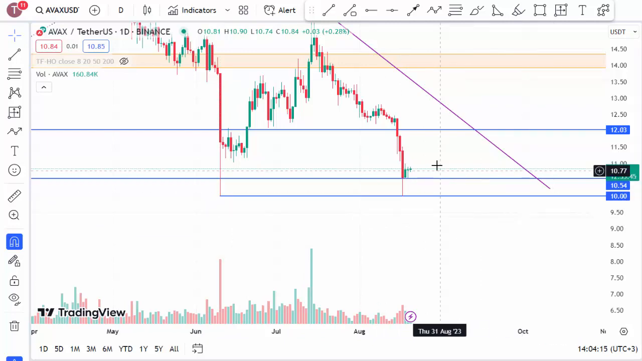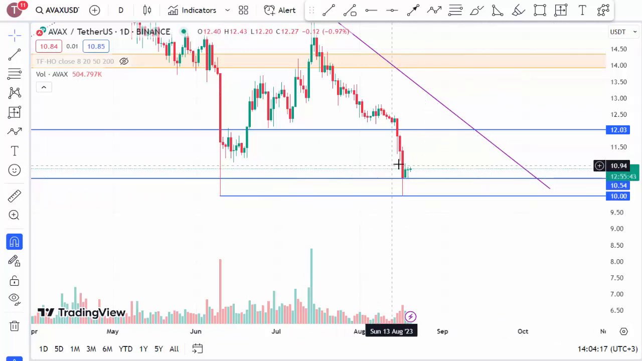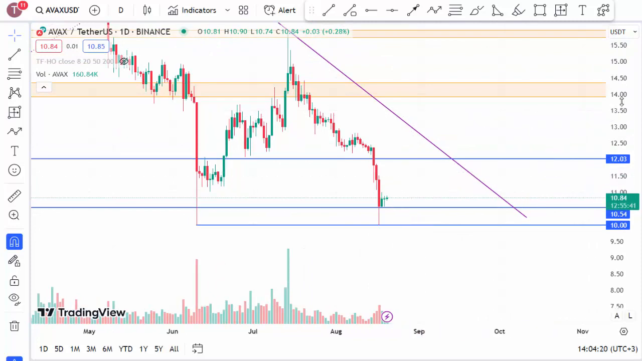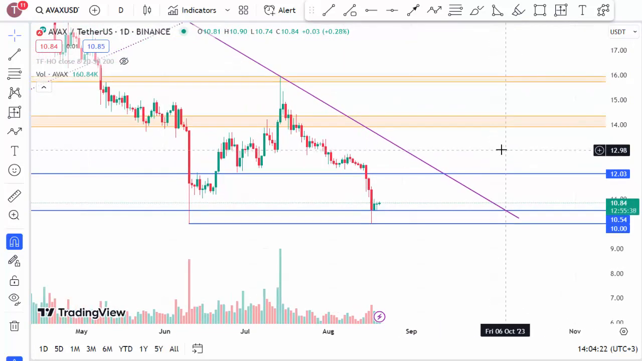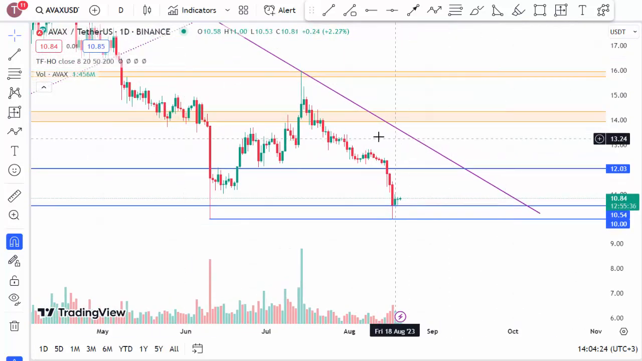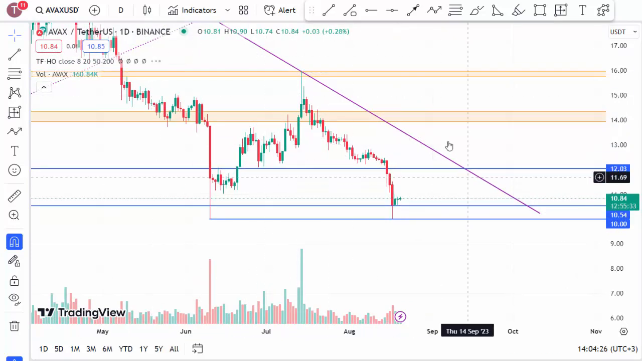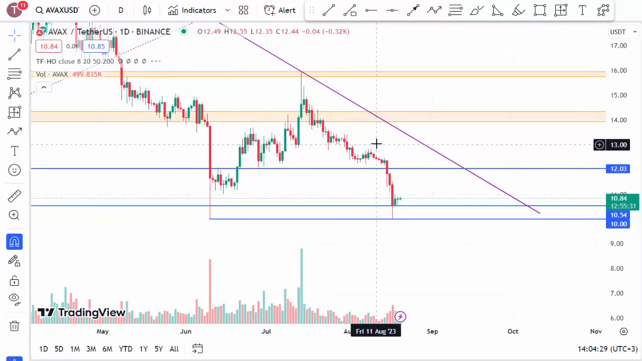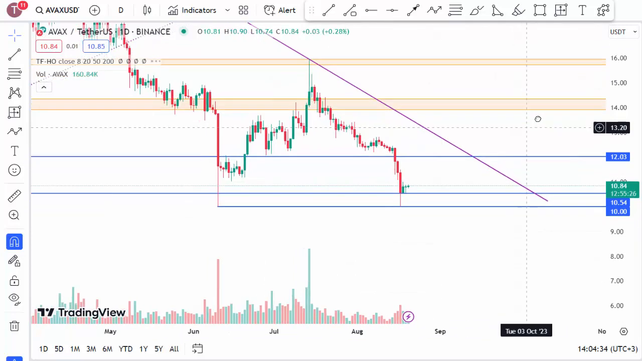Additionally, we definitely do not want the downward breakout of the $10.50 level. If it breaks downward, the first point it might reach is the $10 level. Of course, we do not want this level to be breached because we believe that as long as it stays above this level, it will continue its upward movement.